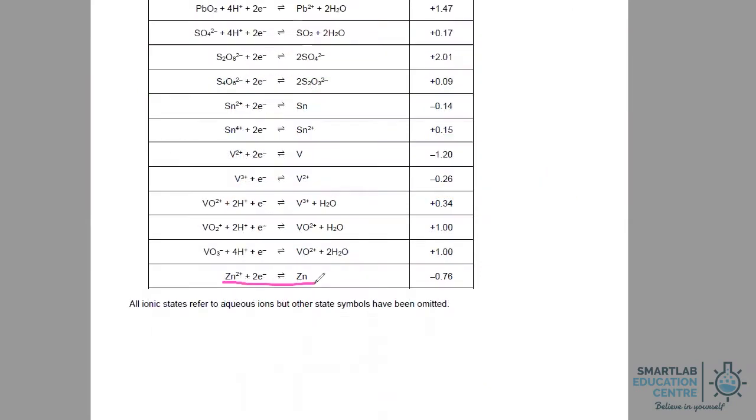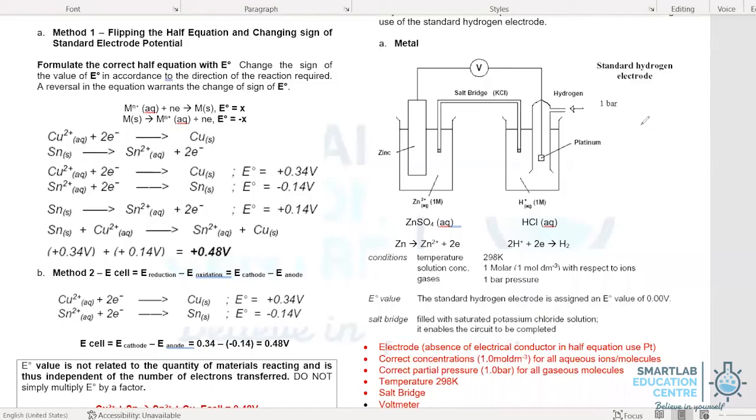Let's take a look at now how we can do an experimental setup to determine the standard electrode potential value of zinc 2 plus being reduced to form zinc, in order for us to quantify that the standard electrode potential value is negative 0.76 volt. So this is the setup that is required.